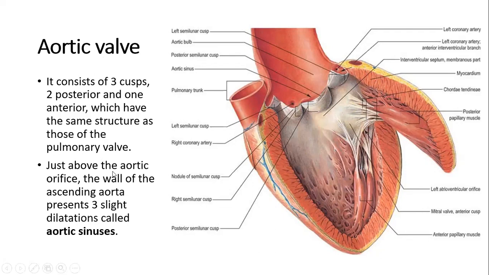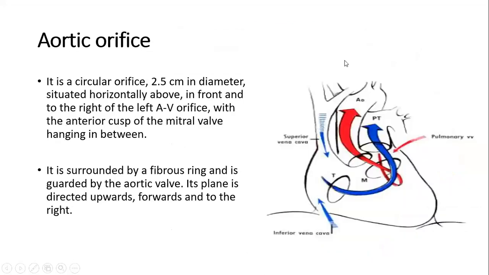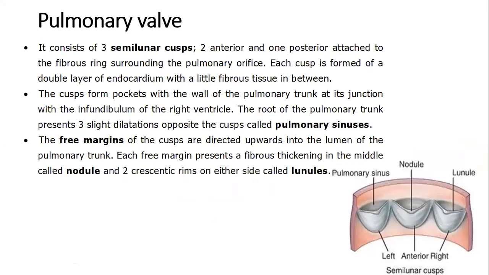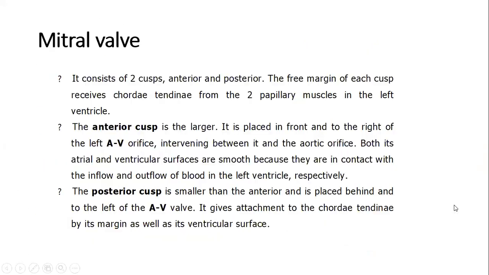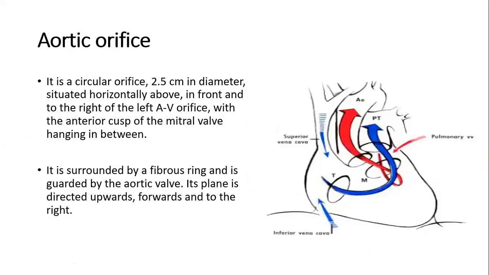Just above the aortic orifice, the wall of the ascending aorta presents three slight dilatations called the aortic sinuses. So if you see here, there are dilatations just like the pulmonary sinuses. As you can see here, this is the pulmonary sinus. Similarly, the structure is very similar to that of the pulmonary valve and sinuses. So here we have pulmonary sinuses, but in the case of the aortic valve, we have the aortic sinus. These sinuses are pockets, spaces within which the blood can collect when the blood tries to go back, in reverse flow.